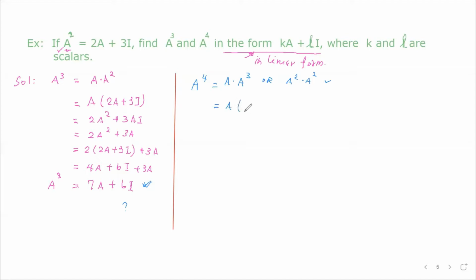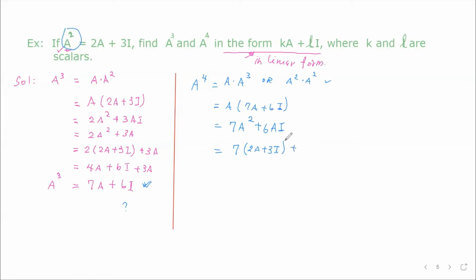A times a cube, we have 7a plus 6i. Then simplify it, becomes 7a squared plus 6ai. I will write the order even they are equal. So this one gonna be 7a squared I have here now. I replace again. So become 2a plus 3i.